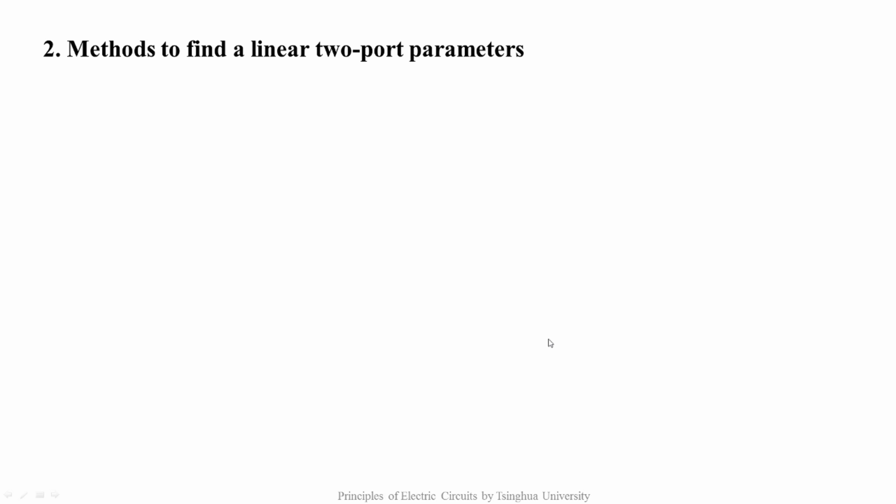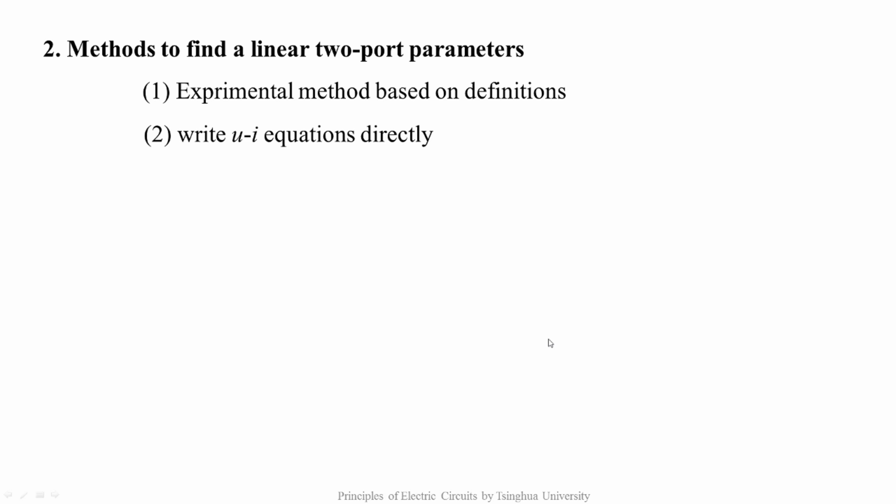Secondly, we summarize the methods to find a linear two-port's parameters. In the previous lecture, we introduced two methods. The first one is the experimental method based on the definitions, which means we can get the corresponding parameters by letting the two ports be open or short respectively. For some simple two-ports, we can write out the voltage current relationships of the ports directly, solve these equations, and pick up the corresponding coefficients. We can get the two-port parameters.